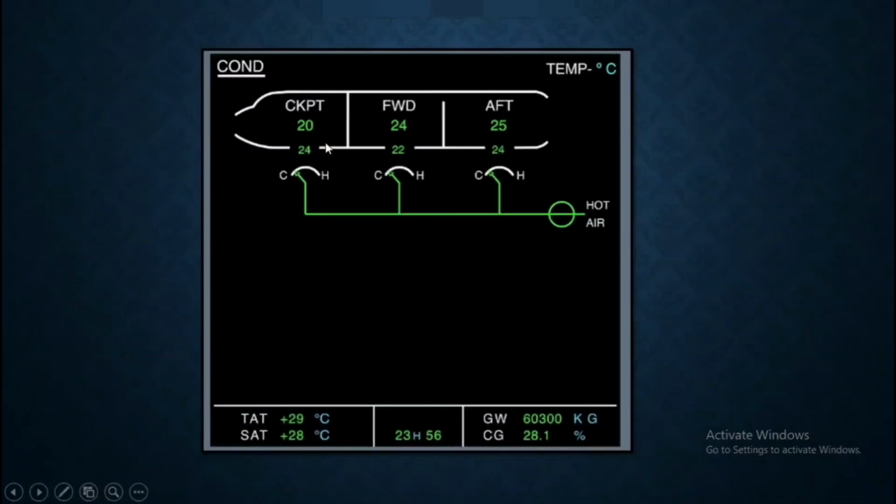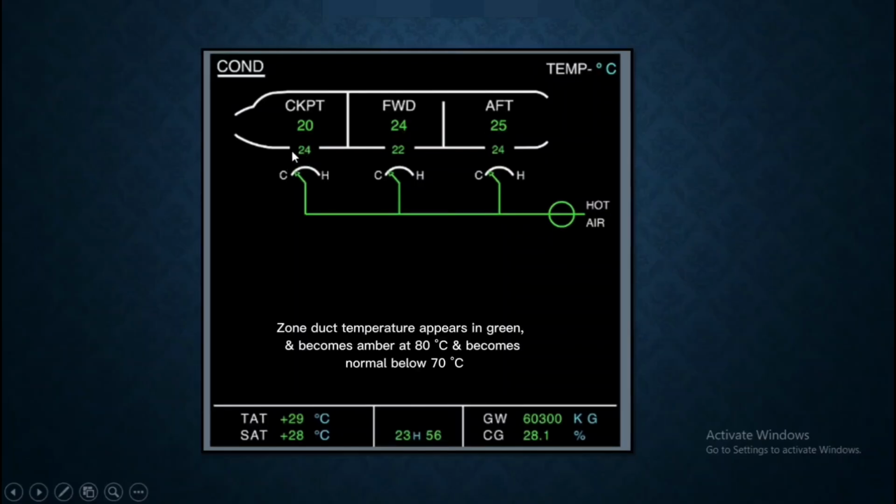So this is your ECAM condition page. From ECP you can control, you can open by pressing ECP condition page, and here this is your cockpit zone temperature, forward cabin zone, aft cabin zone. This is your duct temperature, and this is your trim air valve, that is cold or complete close condition, hot if open condition. Zone temperature, if going above the 80 degrees Celsius, then this will become amber, you will get fault light on the pack.